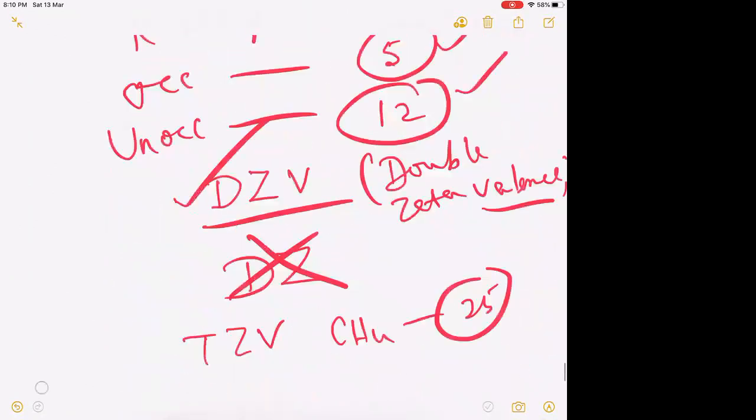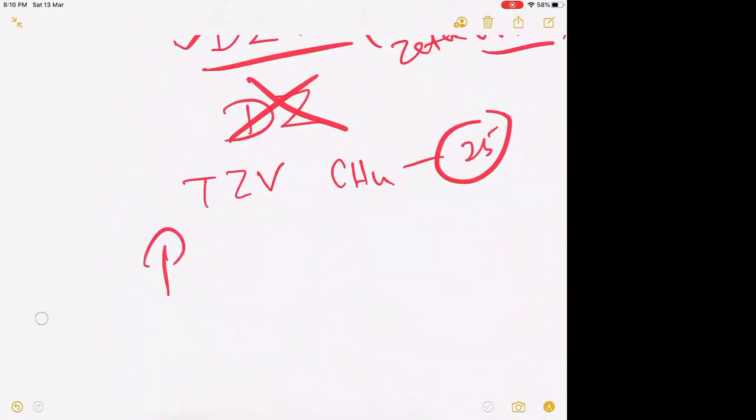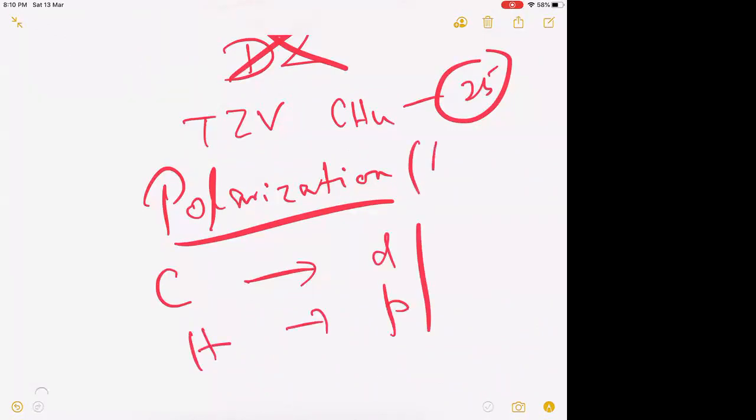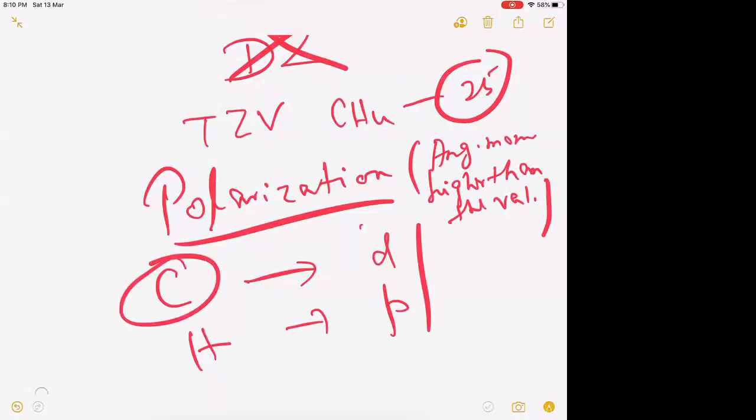In addition to all these, we use what is called the polarization function. So for example, for carbon, I'm going to use a D function. For hydrogen, I'm going to use a P function. They are called polarization functions. Essentially, it is a function with an angular momentum which is one higher than the valence. So I hope it's very clear what I'm saying. The highest valence angular momentum for carbon is P, so one higher is D. Hydrogen was S, one higher is P.